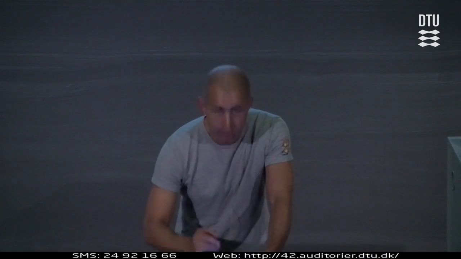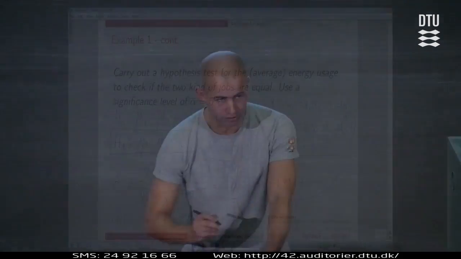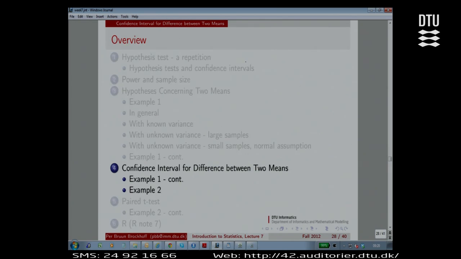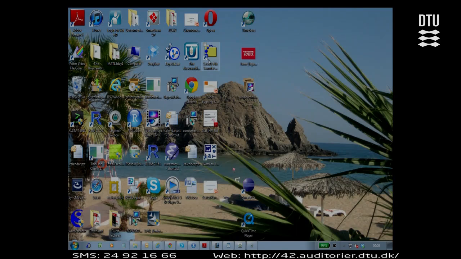Now I'm not going to do any voting here, I'm just going to tell you the results. Voting time is over. We reject the hypothesis because we are too far out. We are in the rejection region. We have a too large deviation.